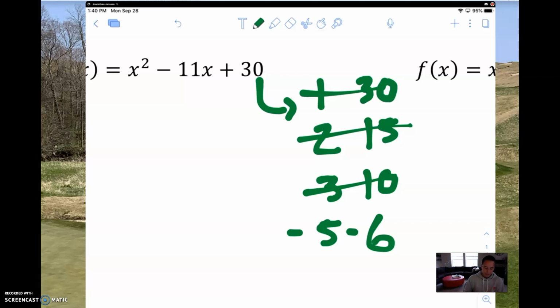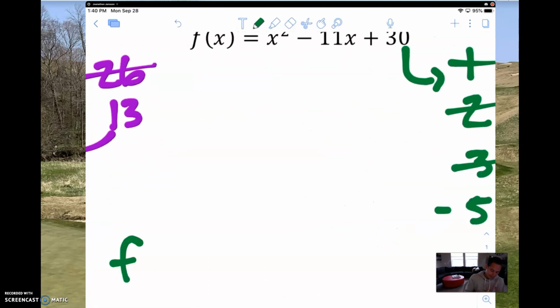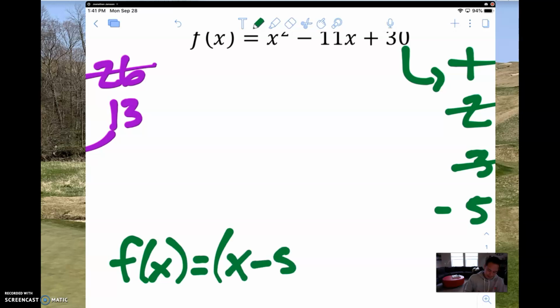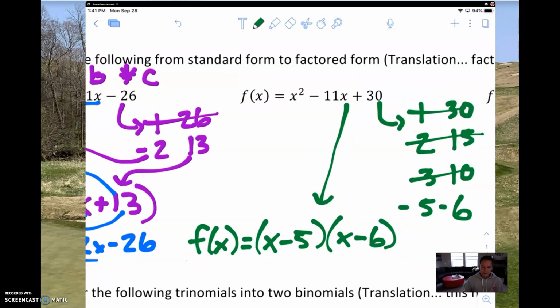So the combination we're going to have is minus 5 and minus 6. Write your final answer as f of x equals x minus 5 and x minus 6. So we've taken a trinomial and factored it into two binomials.